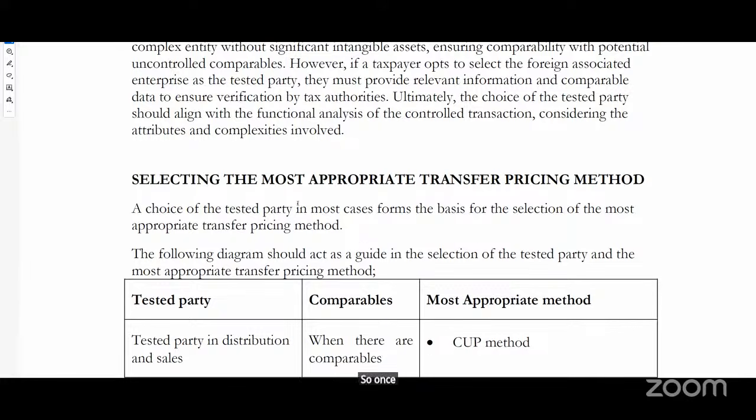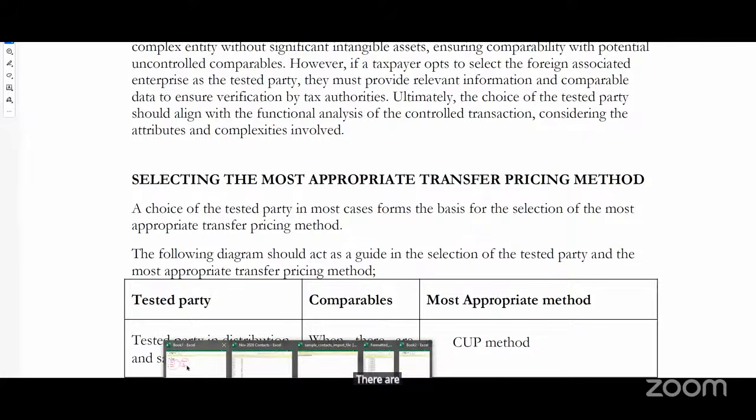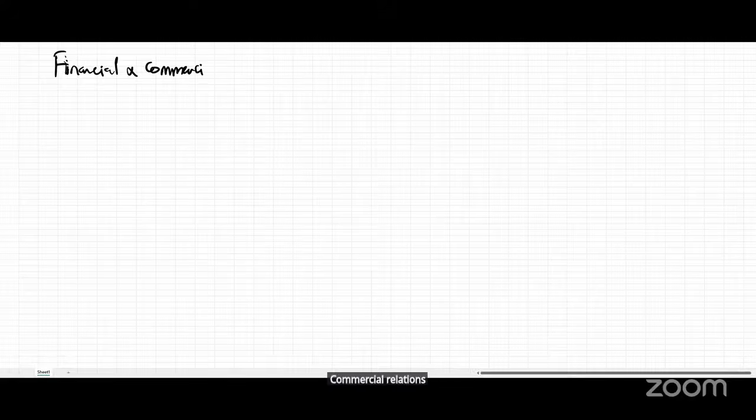So once we have been able to do that, mostly we now do a comparability analysis. The comparability analysis is where we consider the 5 comparability factors. In the exam, they can ask you for the factors that determine the financial and commercial relations. Are you following? So they can be known as the factors that determine the financial and commercial relations.